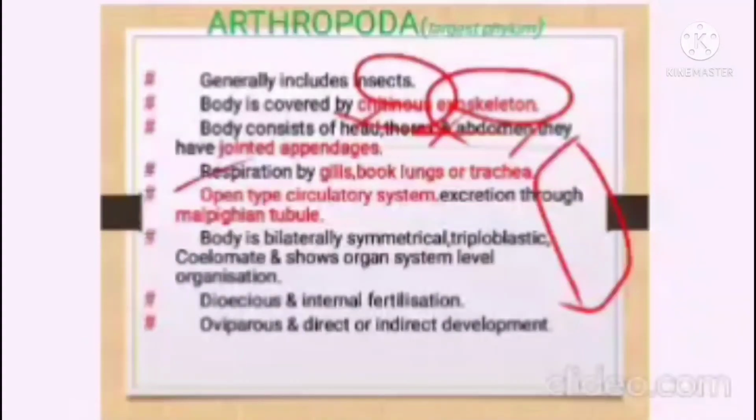Respiration takes place with the help of structures called gills when it is in water. Book lungs or trachea are used when they are on land. And they have an open type of circulatory system. I told you what open type is. When the heart pumps the blood, it does not go into arteries or veins. It is directly forced into the body fluid. That type of circulatory system we call open circulatory system. Excretion takes place with the help of Malpighian tubules.